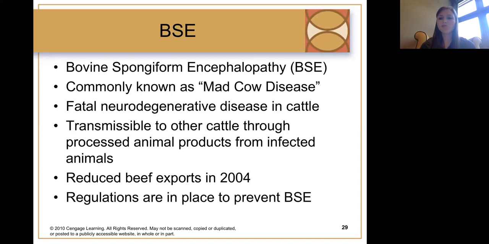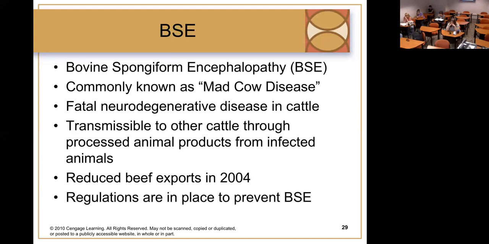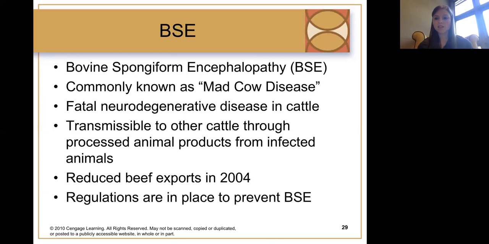So BSE is a fatal neurodegenerative disease in cattle, and it's transmissible through processed animal products from infected animals, especially any products that contain brain or spinal cord tissue. And so this actually reduced beef exports in 2004 because obviously if you have an outbreak of mad cow disease, you can't be exporting that beef. So given that it's been a problem in the past, there are now regulations in place to help prevent BSE. For example, you can't feed products from ruminants directly to other ruminants. That's a really, really big one.